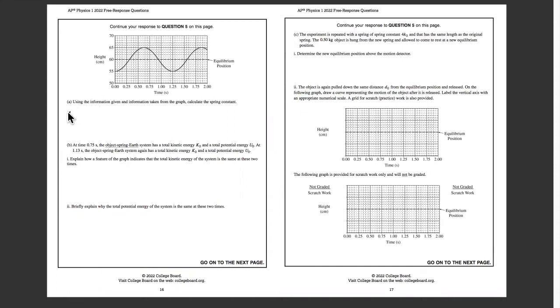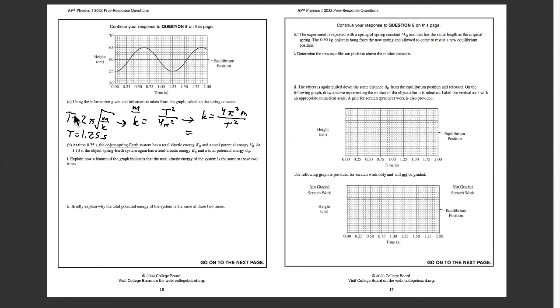This is an oscillatory question. And so therefore, what I can say is that the period is equal to 2 pi root mass over spring constant. Sorry, this should be m over k. Therefore, k will be 4 pi squared mass over period squared. Now, in terms of what the period actually is, the period is 1.25 seconds.